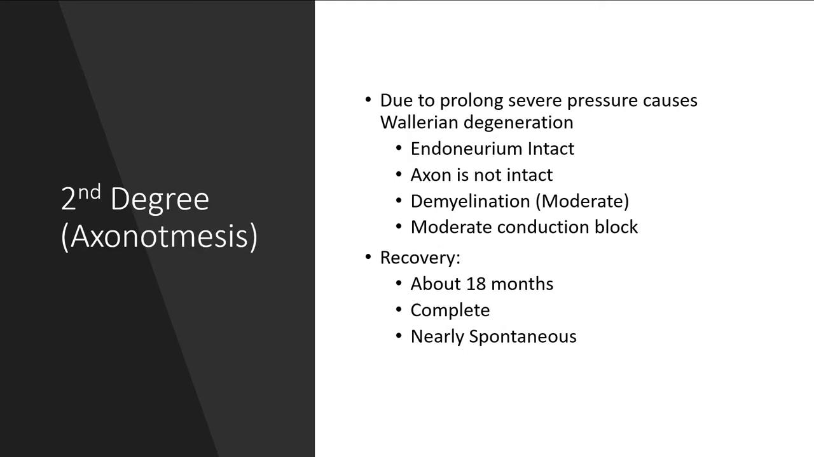quickly. The second degree of injury to the nerve fibers is known as axonotmesis, and this is due to prolonged severe pressure and causes Wallerian degeneration. I will discuss Wallerian degeneration in detail in the upcoming portion of the lecture. So remember that prolonged severe pressure or compression of the nerve causes the second degree of injury. In this case the endoneurium is intact.